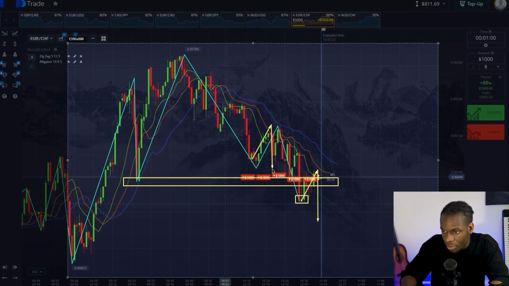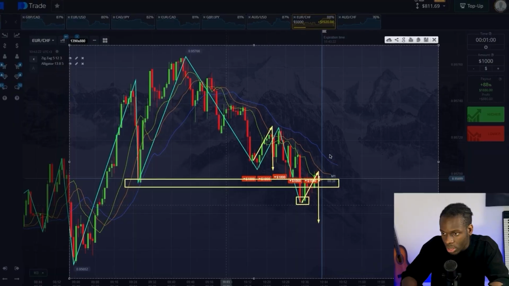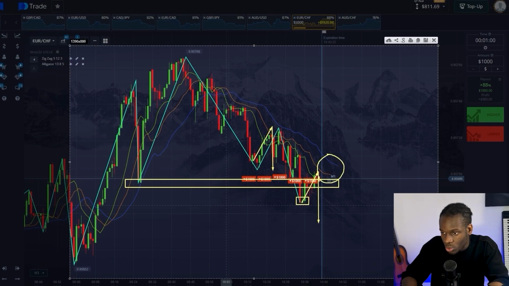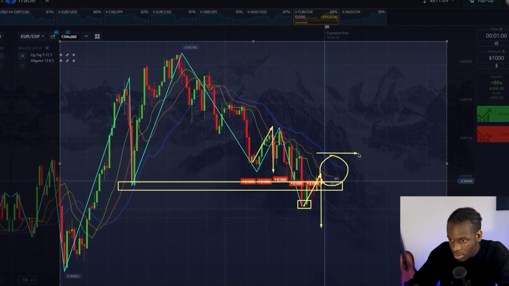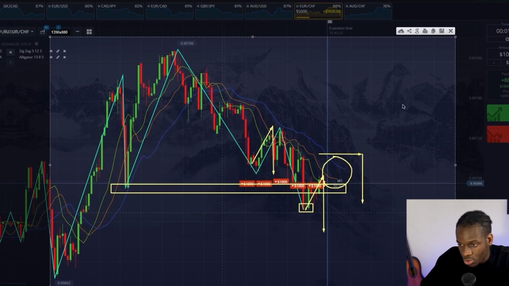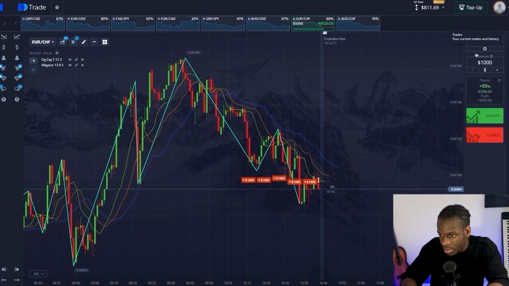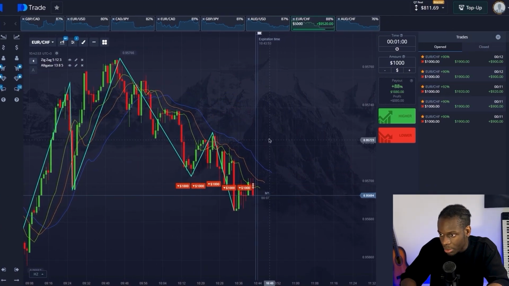If you follow the zigzag, you can see it just keeps on making lower lows, lower highs, lower lows. It made a lower high, and now we're expecting a lower low. Also, looking at the alligator lines, they are also far apart and facing down, which is also a strong bearish sign. But let's see how it goes.